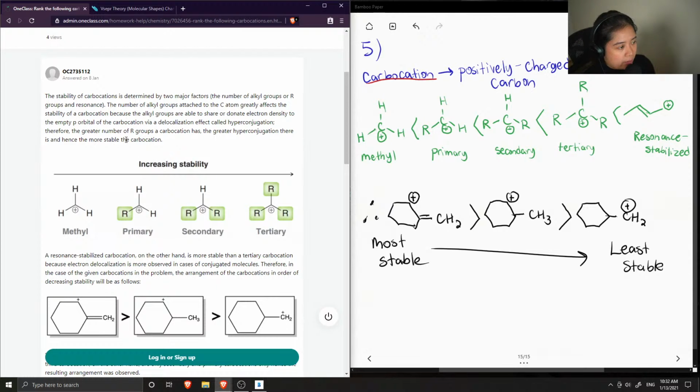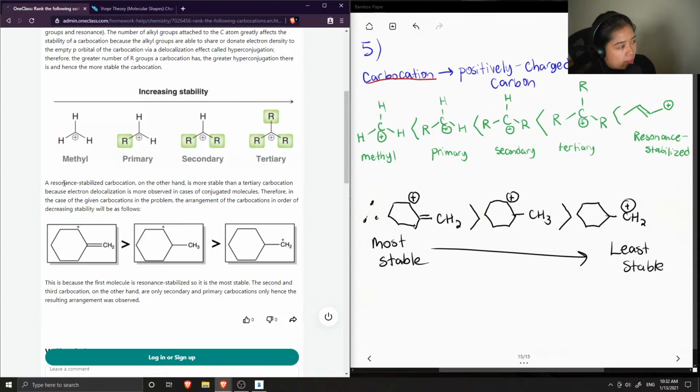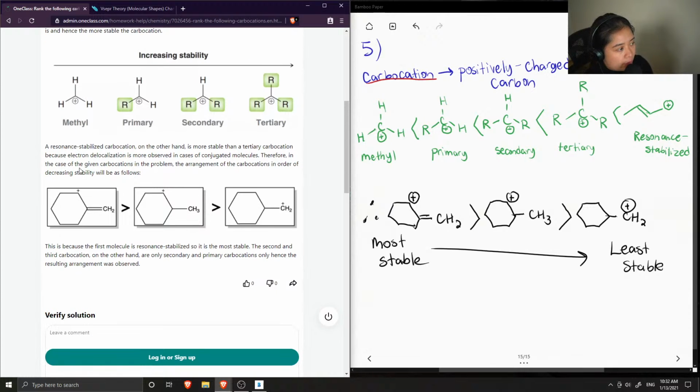Okay, so they ranked all the different carbocations you could have from methyl to tertiary. And then they said that a resonance stabilized carbocation, on the other hand, is more stable than a tertiary carbocation because electron delocalization is more observed in the cases of conjugated molecules. Therefore, in the case of the given carbocations in the problem, the arrangement of the carbocations in order of decreasing stability will be as follows.